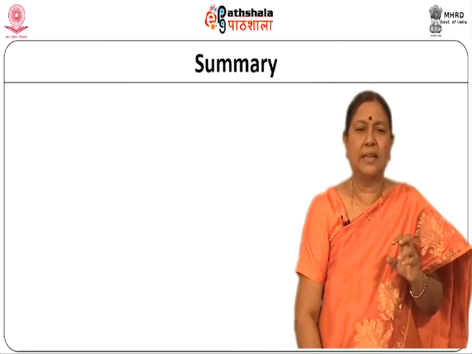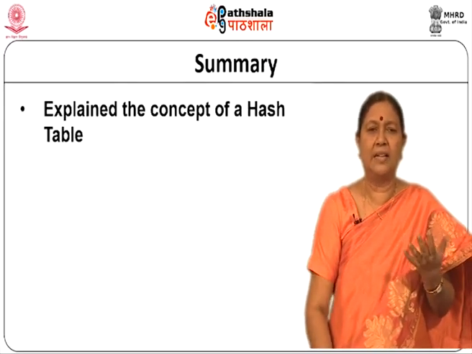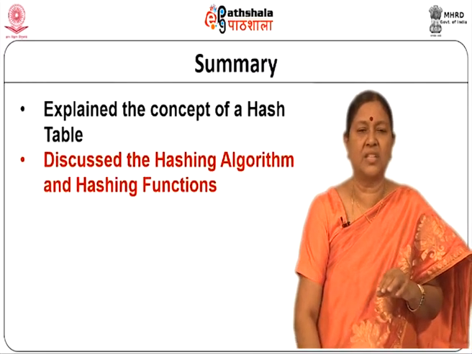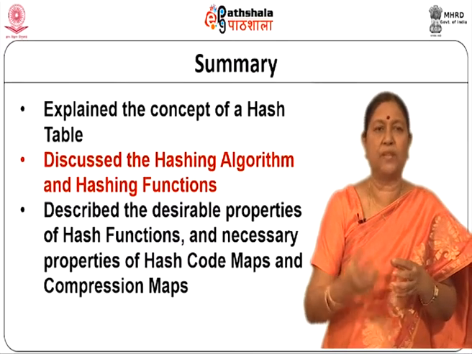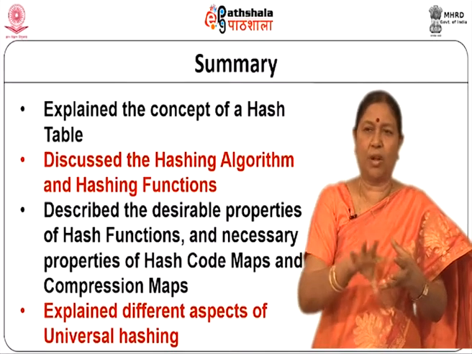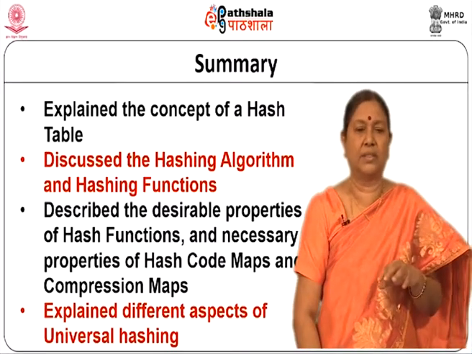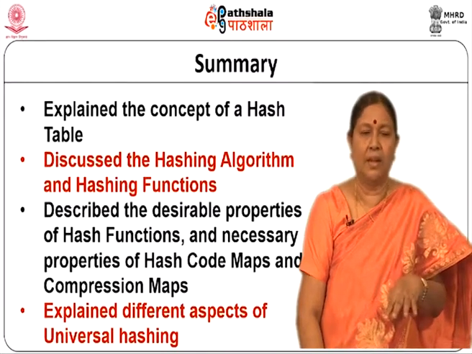So, that is the idea, and the summary of this particular module is we explained the concept of a hash table and discussed the hashing algorithm and the hashing functions, and we spoke about the desirable properties of hash functions and the necessary properties of hash code maps and compression maps, which are the two functions that constitute the overall hash function, and explained the different aspects of universal hashing and the importance of hashing. In the next module, we will be talking about collision resolution. So, this is the module that we spoke about, basically about hashing and the hashing functions.